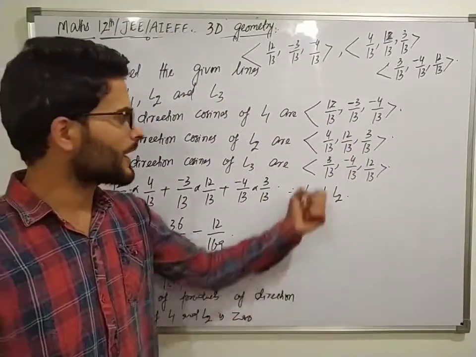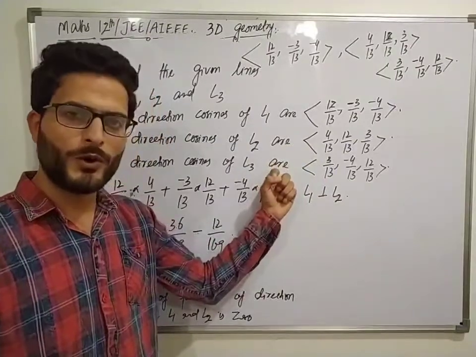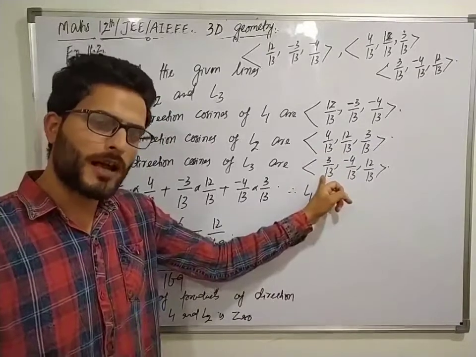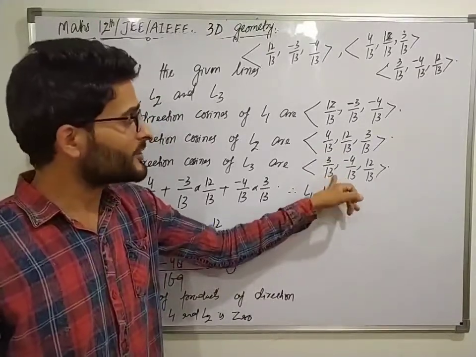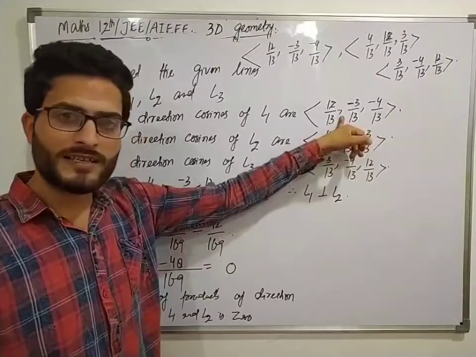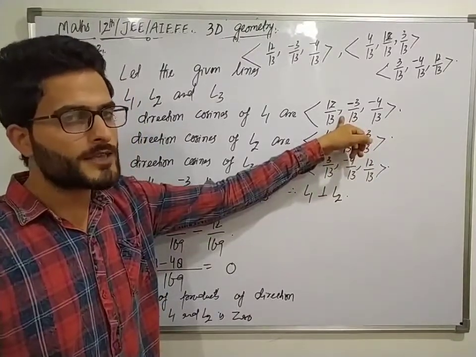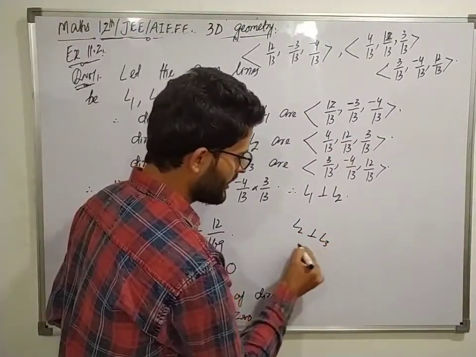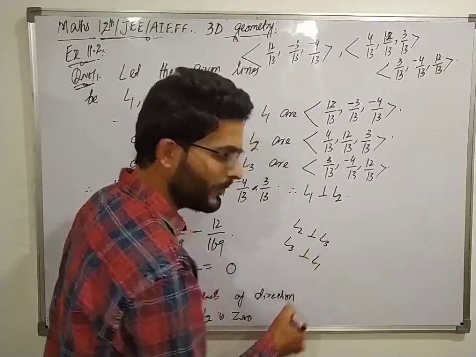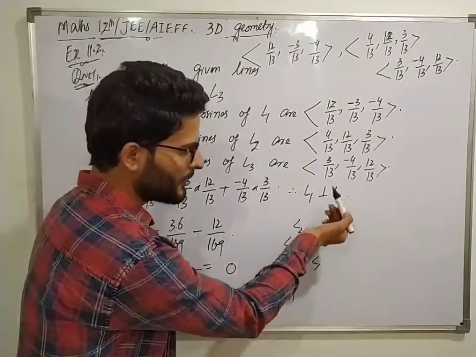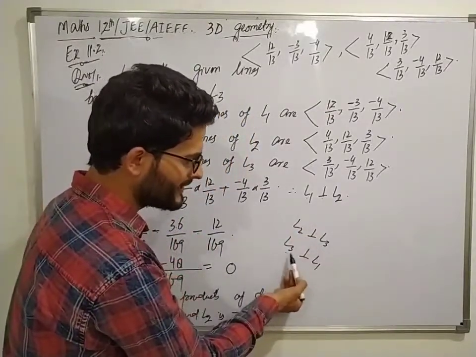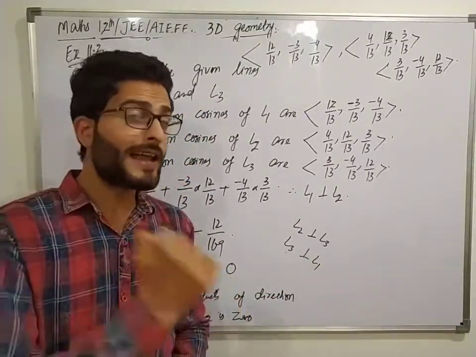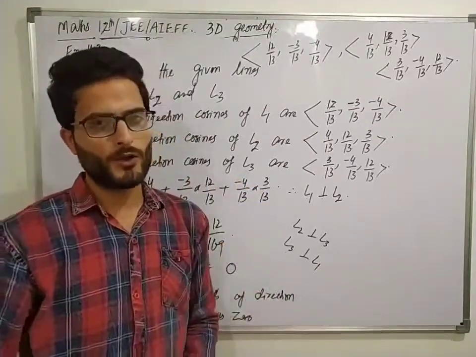In a similar fashion you can prove that L2 is perpendicular to L3. Take the sum of products of the direction cosines of L2 with those of L3, it will come out equal to 0. Then take the sum of products of L3 with the direction cosines of L1, that also will be equal to 0. So what you get from here is L2 is perpendicular to L3 and L3 is perpendicular to L1. So when L1 is perpendicular to L2, L2 is perpendicular to L3, and L3 is perpendicular to L1, it means all the three lines L1, L2 and L3 are mutually perpendicular, right?